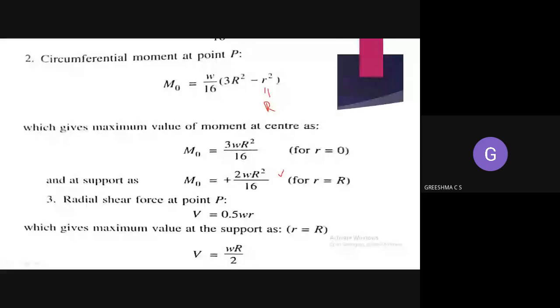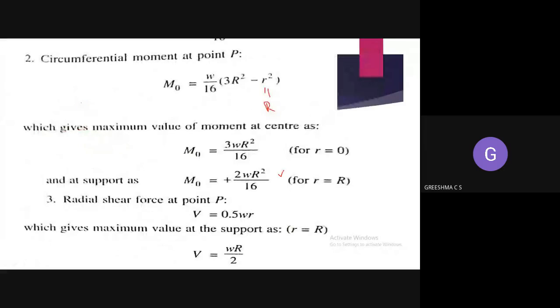Next, you have to find out the radial shear force. Unlike the rectangular slab, now we are developing the radial shear force. That means the shear force is developing radially, in the radial directions, like this. So here you are having a radial shear force. The radial shear force in the equation is 1 by 2 WR, or you can say 0.5 WR.